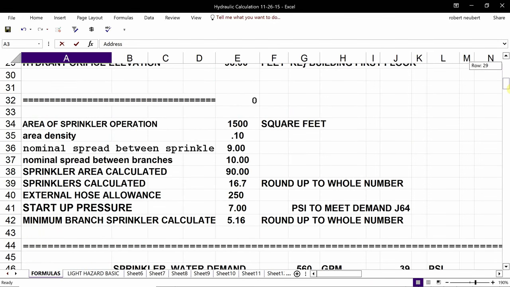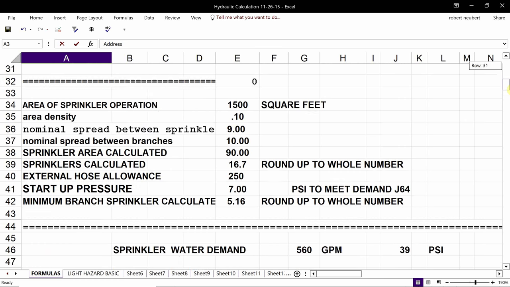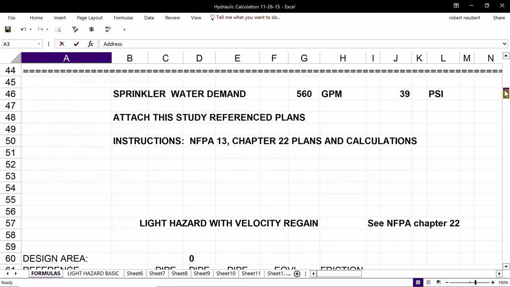Area D, cells A33 through N43. This area shows the specific design area, water requirement, minimum pressure, nominal spaces between sprinkler and branches, number of sprinklers estimated, and minimum operating pressure. Area E, cells A45 through N62. In this area, you will find the GPM and PSI required to meet the load. In addition, you will find the system design, construction, and GPM per sprinkler references.